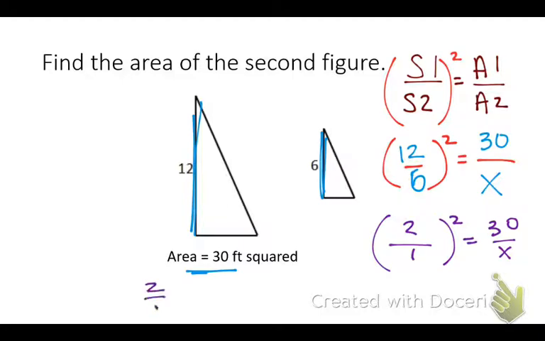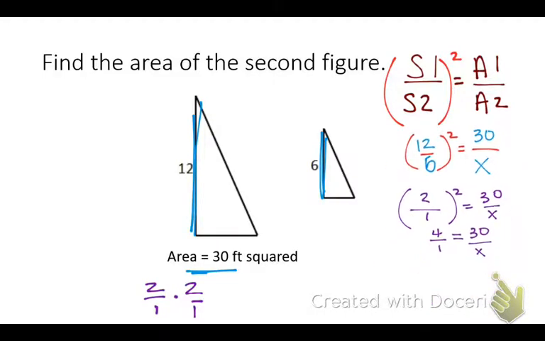2 over 1 squared is the same thing as 2 over 1 times 2 over 1, which is 4 over 1. And it equals 30 over x. We're going to cross multiply. I'm going to give myself a little more room. Cross multiply, we get 4x equals 30.